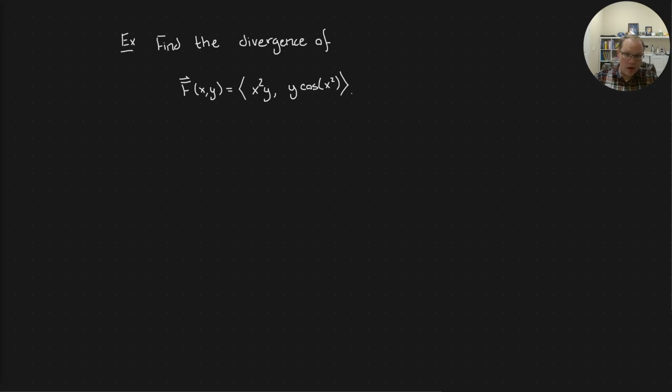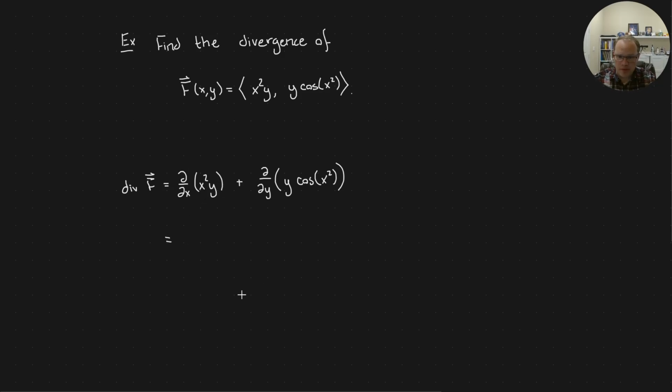So let's take a look at a couple of quick examples. Here we want to find the divergence of a 2-dimensional vector field. I'm going to take the partial derivative of my first component with respect to my first variable x, and the partial derivative of my second component with respect to my second variable y. Then once I take those partial derivatives, I'm going to add them together.